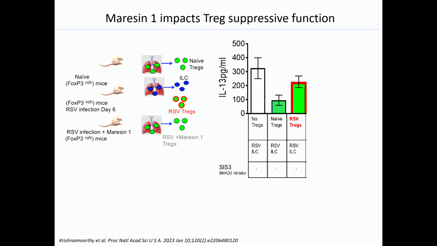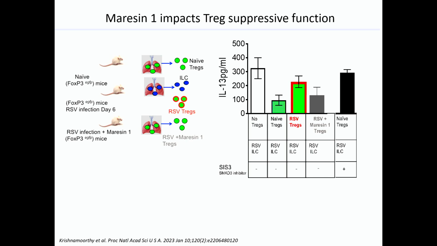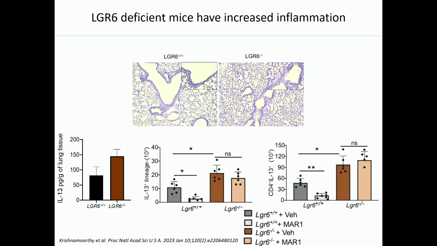RSV-infected Tregs lose this immunosuppressive function, and so the ILCs are able to increase their IL-13 production. Those animals who receive Maresin-1, their Tregs have regained this suppressive function for IL-13. And this is a TGF-beta transmitted activation and regulation by Tregs on ILCs, as it's inhibitable, even in naive Tregs, using a SMAD3 inhibitor, SIS3. So this suggests that the immunosuppressive function of the Tregs can be recaptured by exposure to Maresin-1.